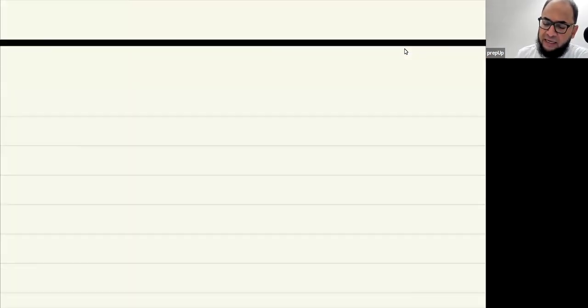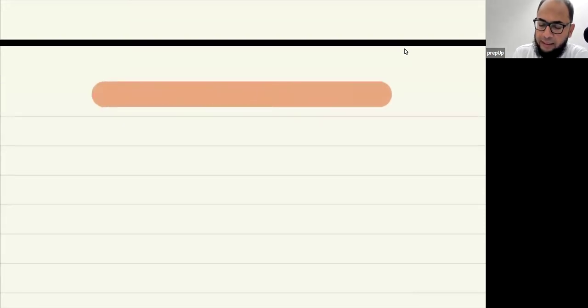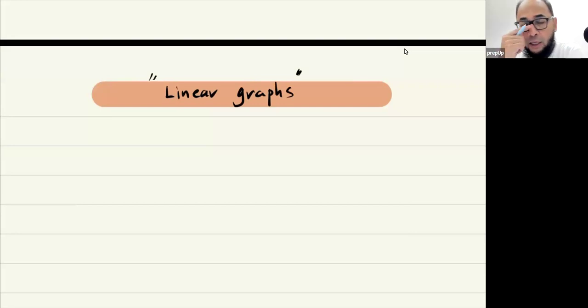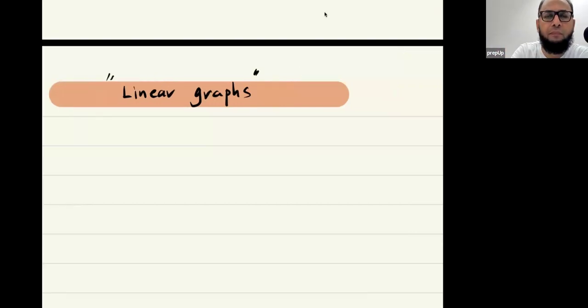So now what we can get started with is the straight line. Let's start with linear graphs. And we'll be dealing with every single kind of graph that is within the syllabus of O-Level Maths 4024, and the same goes for IGCSE.